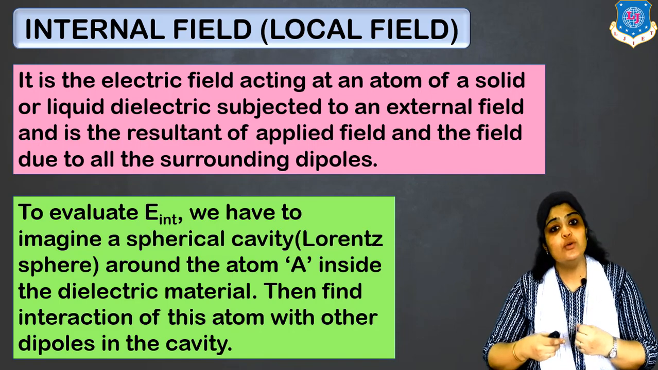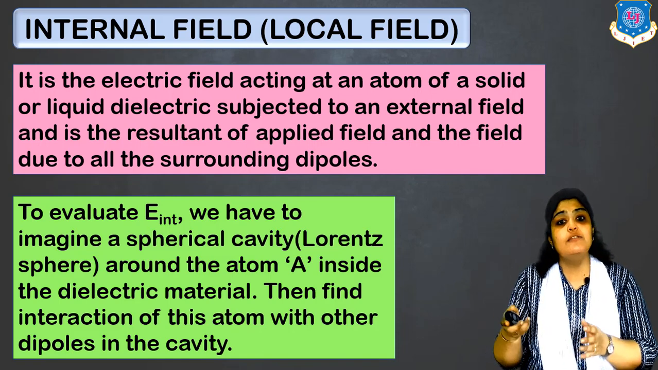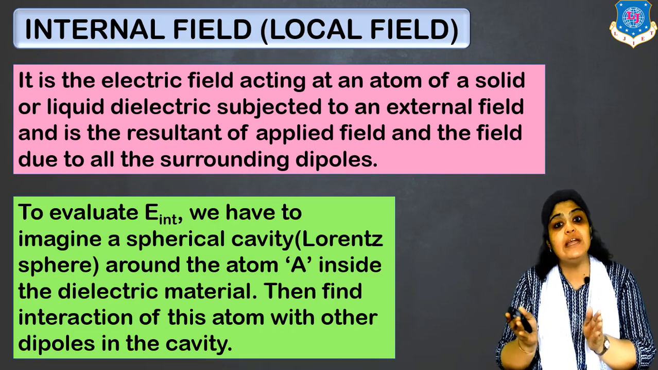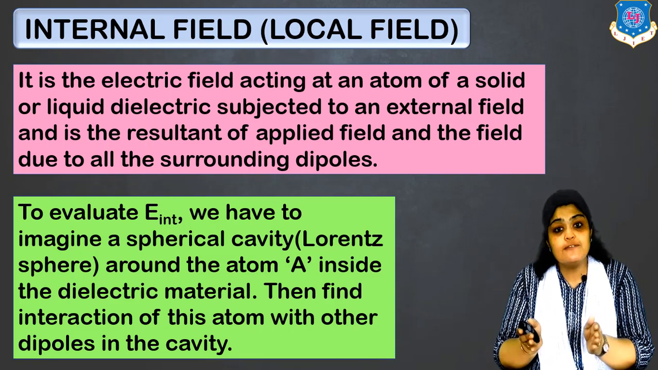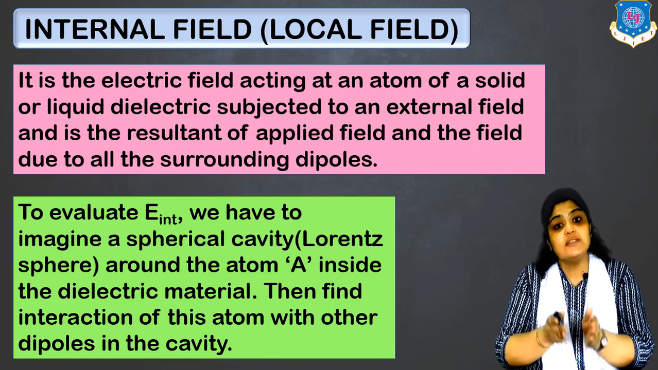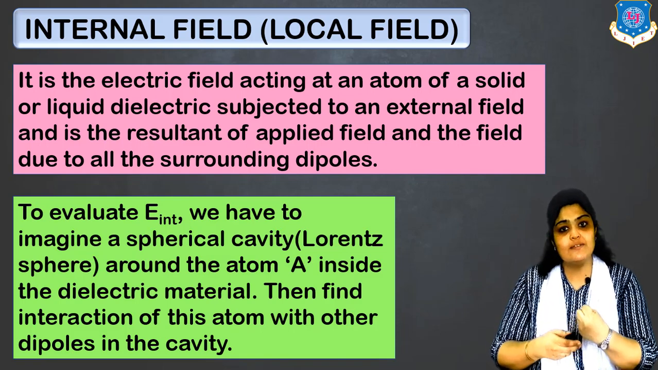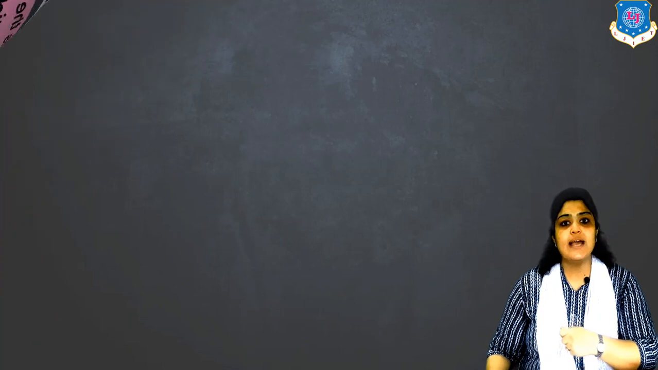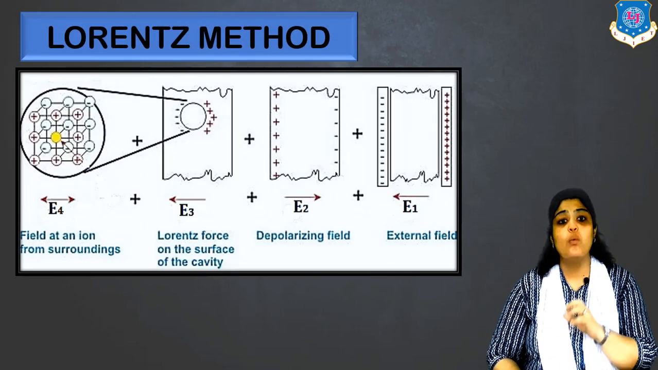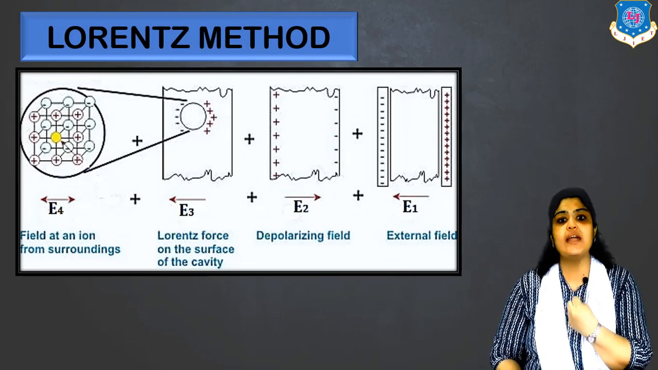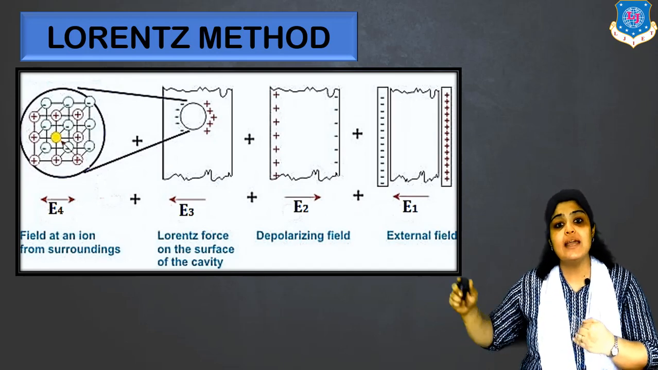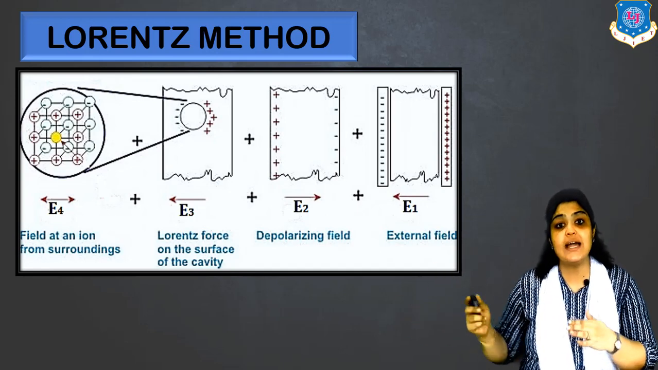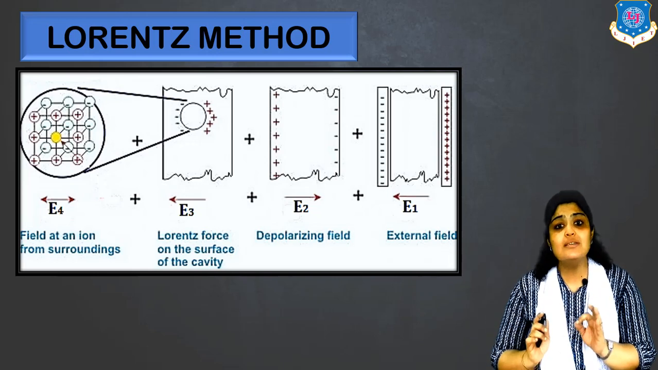So then he divided the total electric field into different parts, starting from the metal plates to the surface of the dielectric to the spherical cavity and then inside the spherical cavity. Let's understand with the help of a small diagram what this Lorentz method to find the internal field is. So just have a look at the diagram. I'll start explaining from the rightmost portion, that is the field E1. What is this field E1?